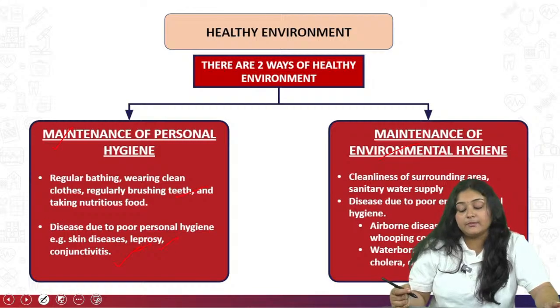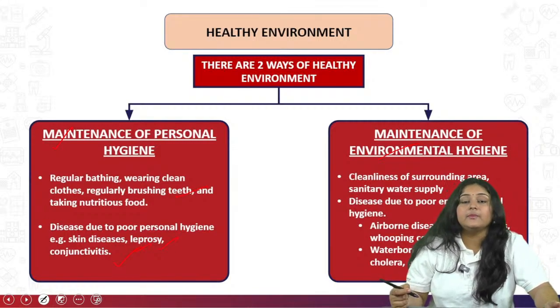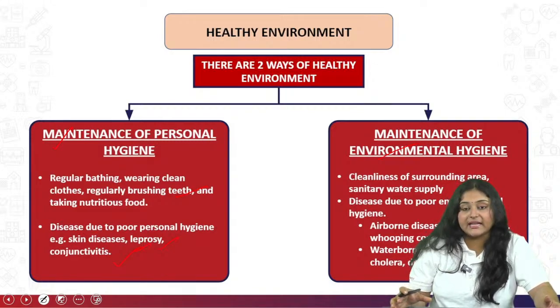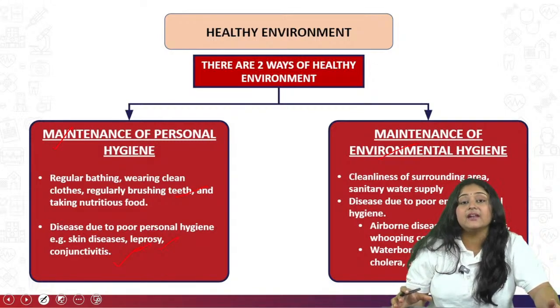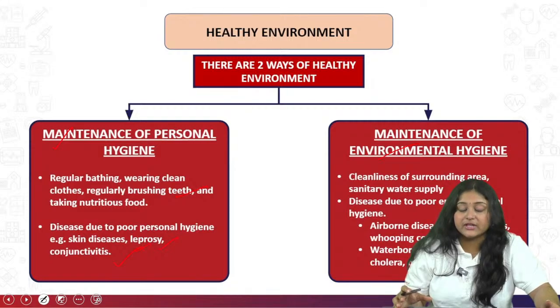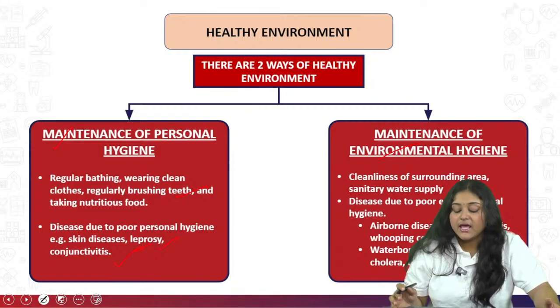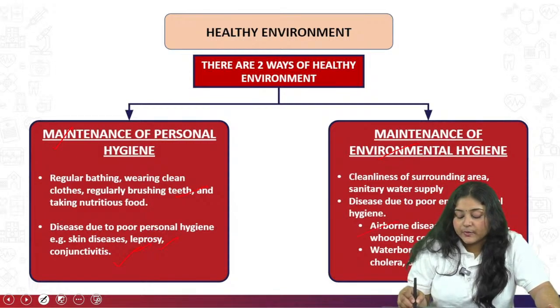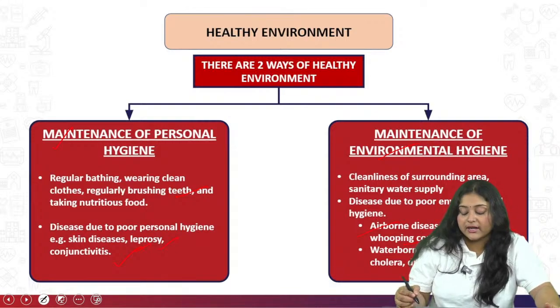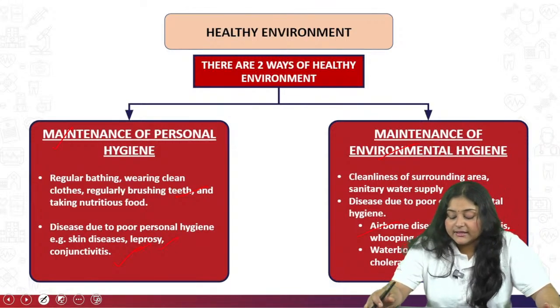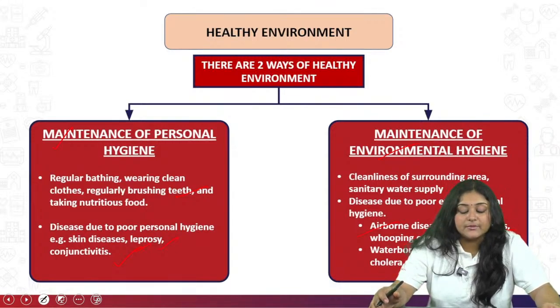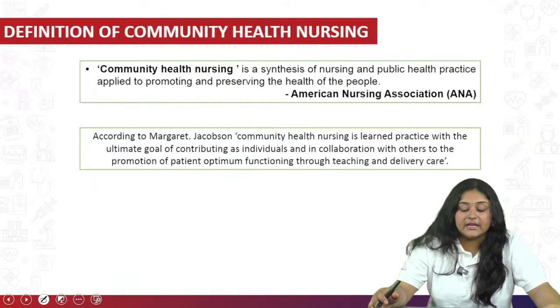Now come to environmental hygiene. Environmental hygiene means cleaning the surrounding area, as well as checking sanitation and water supply to get proper clean water. Diseases due to poor environmental hygiene include airborne diseases like tuberculosis, whooping cough, bronchitis, then waterborne diseases like typhoid, cholera, diarrhea, as well as dysentery. So these all are the types or ways of an unhealthy environment.